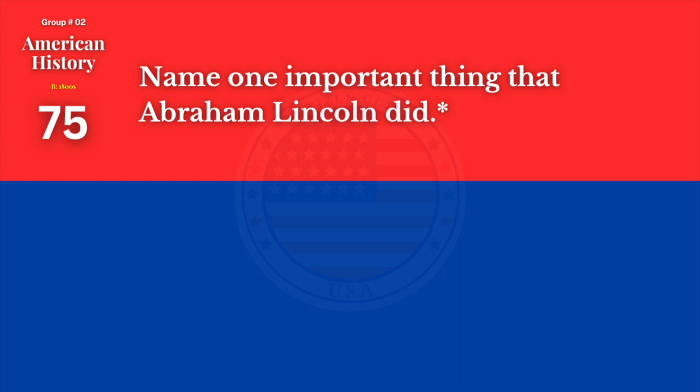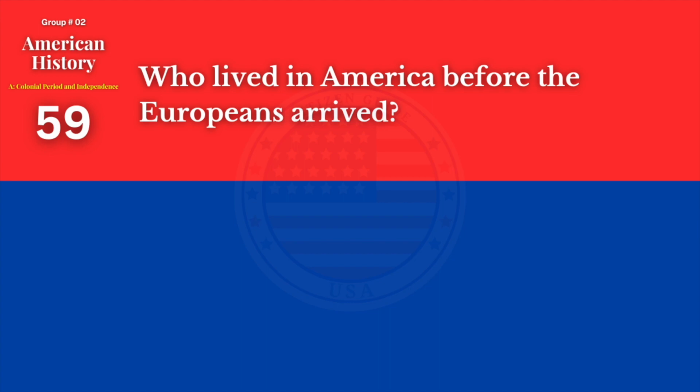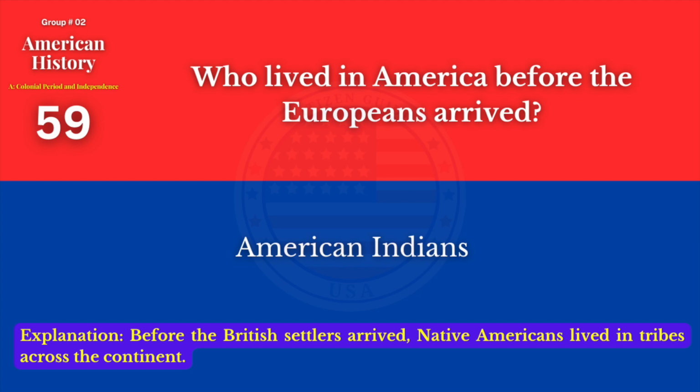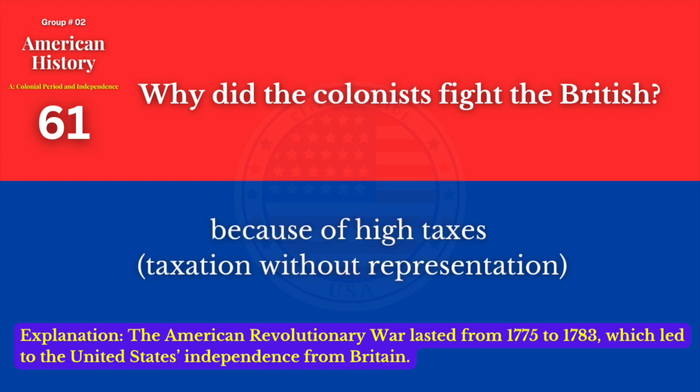Name one important thing that Abraham Lincoln did. Freed the slaves, Emancipation Proclamation. Who lived in America before the Europeans arrived? American Indians. Why did the colonists fight the British? Because of high taxes, taxation without representation.